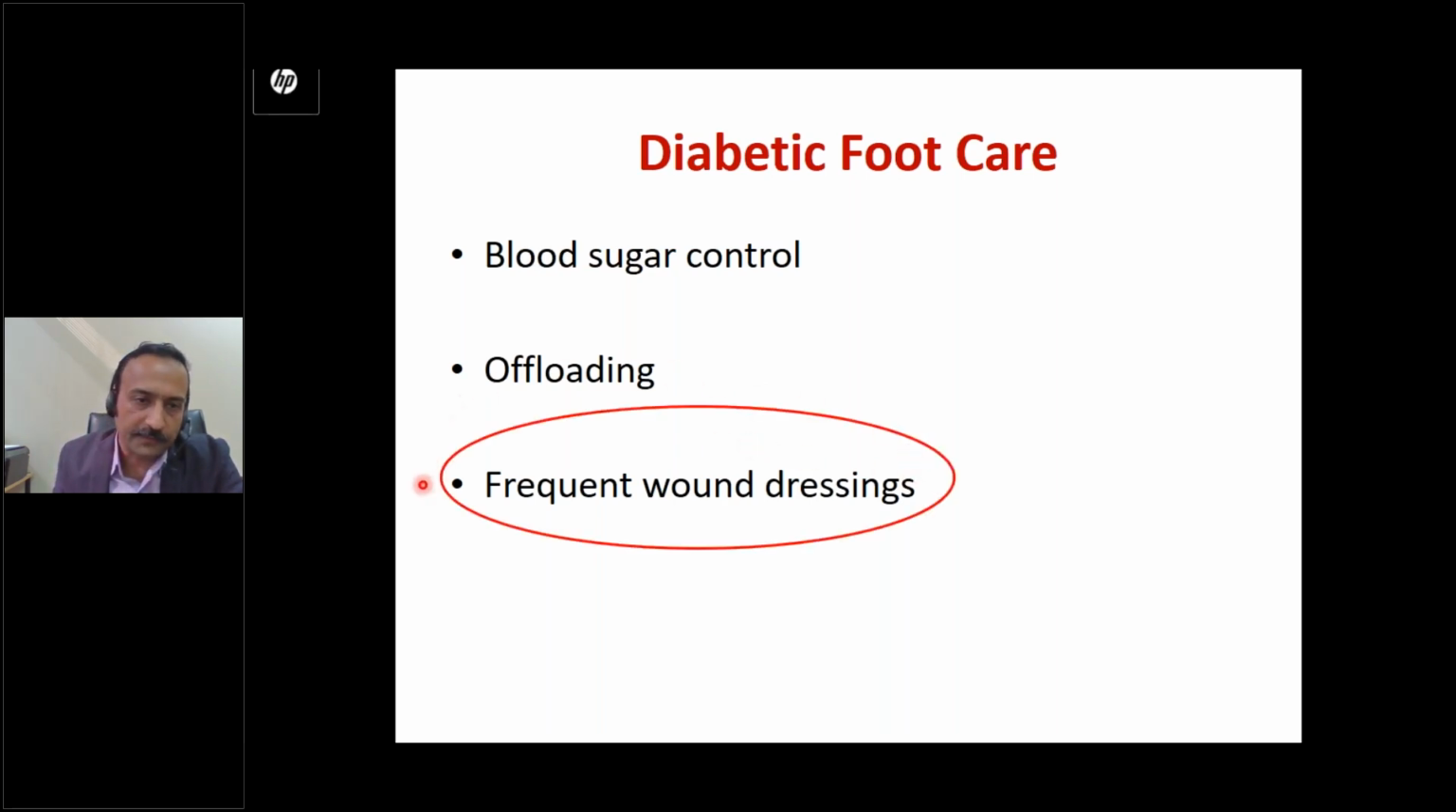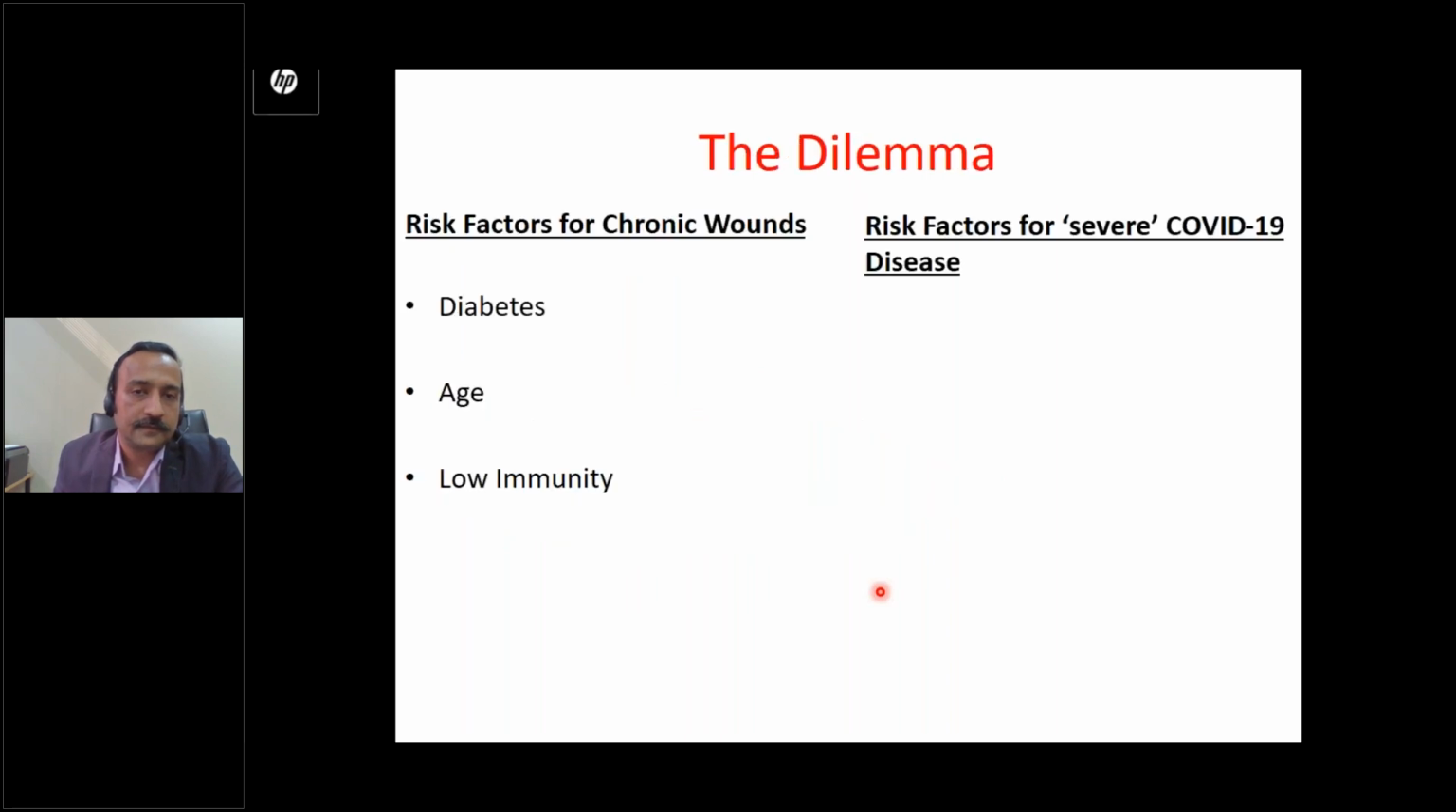And the main problem is these frequent wound dressings. And many times hospital visits are needed. So there is a dilemma.